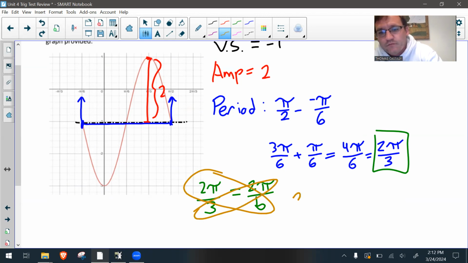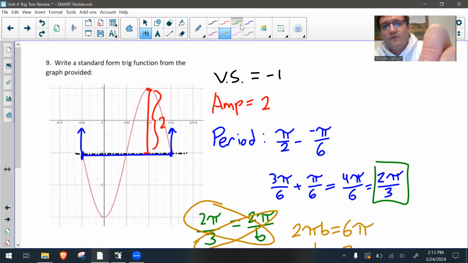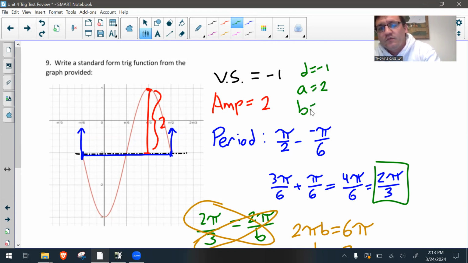So we have 2 pi times b equals 6 pi. Divide away the 2 pi on both sides. We're going to have b equals just a 3. A 3 is what's left over here. So now we know d is -1, we know a is 2, and we just found b, which I already forgot. I think I said 3. Yeah, b is 3. The last thing we need to do is find c, is to find that phase shift here.